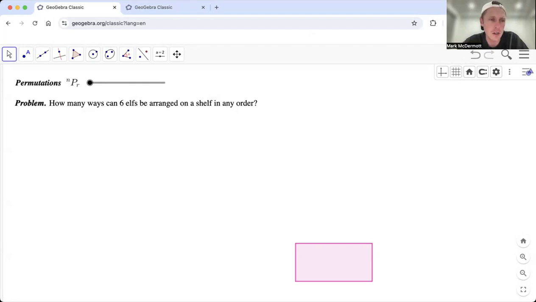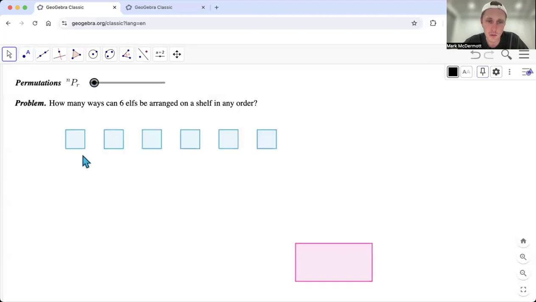So the problem is: how many ways can six elves be arranged on a shelf in any order? Well, let's have a think. If we draw some boxes to represent the six positions on the shelf, in the first position we've got six elves to choose from. So we could put one of the six elves there. So this spot on the shelf has six options.